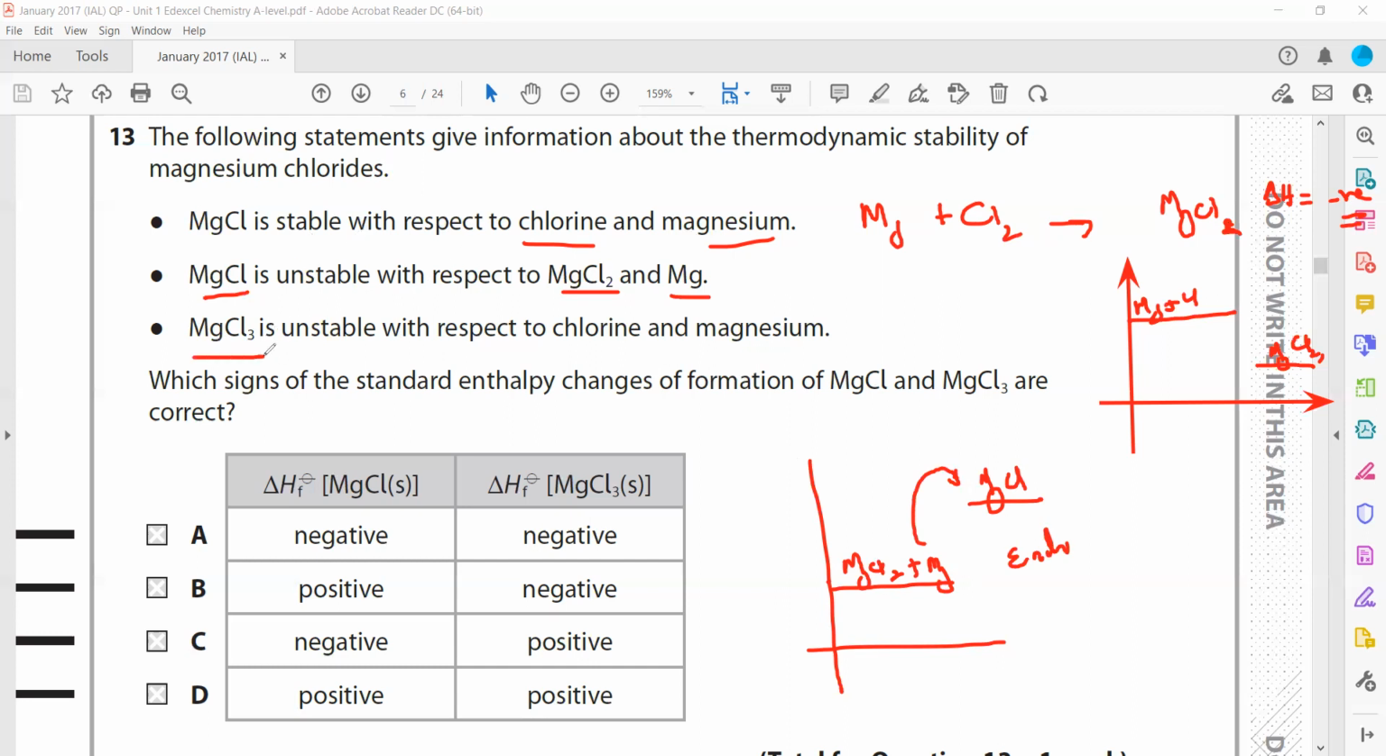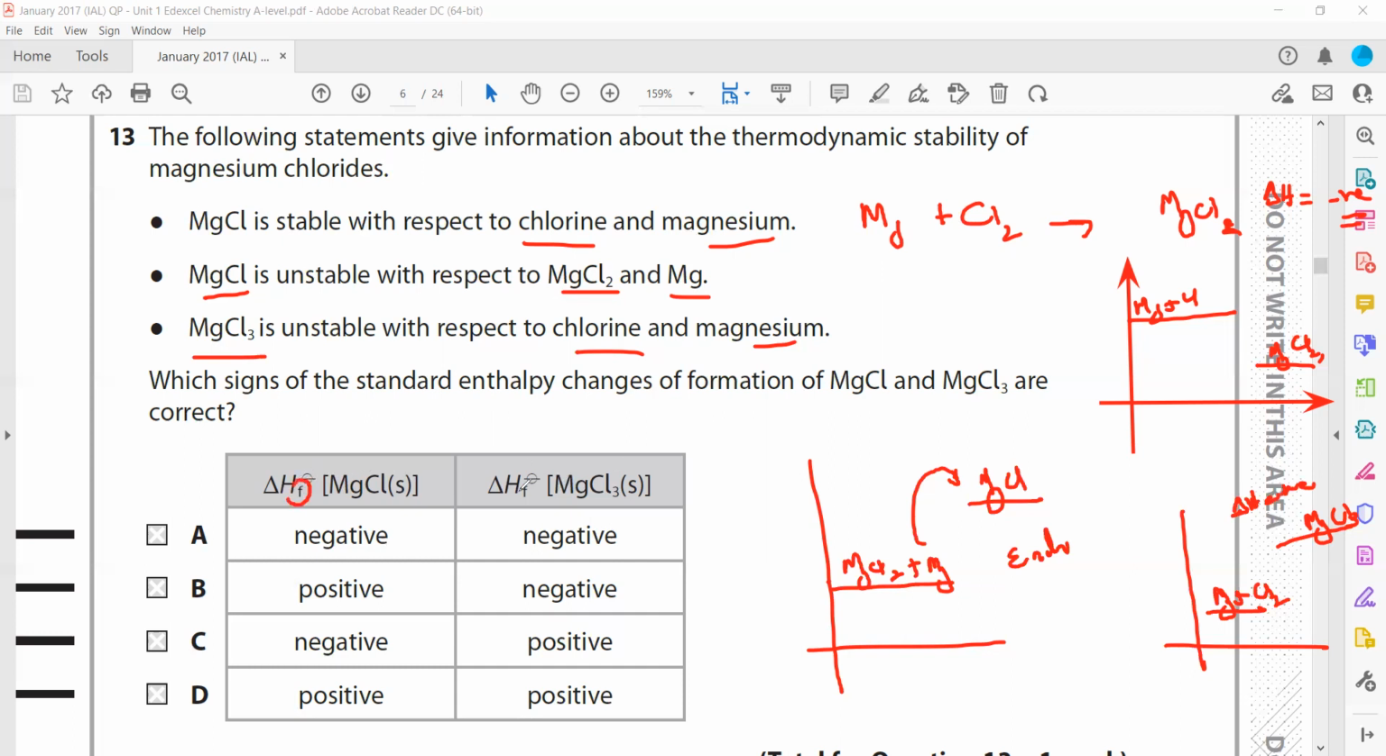And magnesium chloride is unstable. MgCl3 is unstable compared to magnesium and chlorine. So if MgCl3 is unstable with respect to magnesium and chlorine, it means this enthalpy change should be positive. So the question is enthalpy of formation.